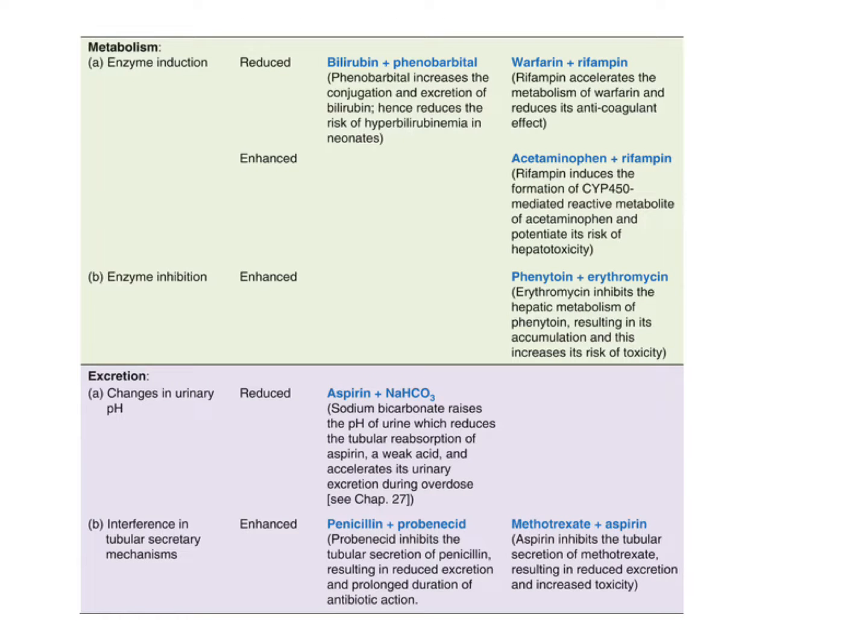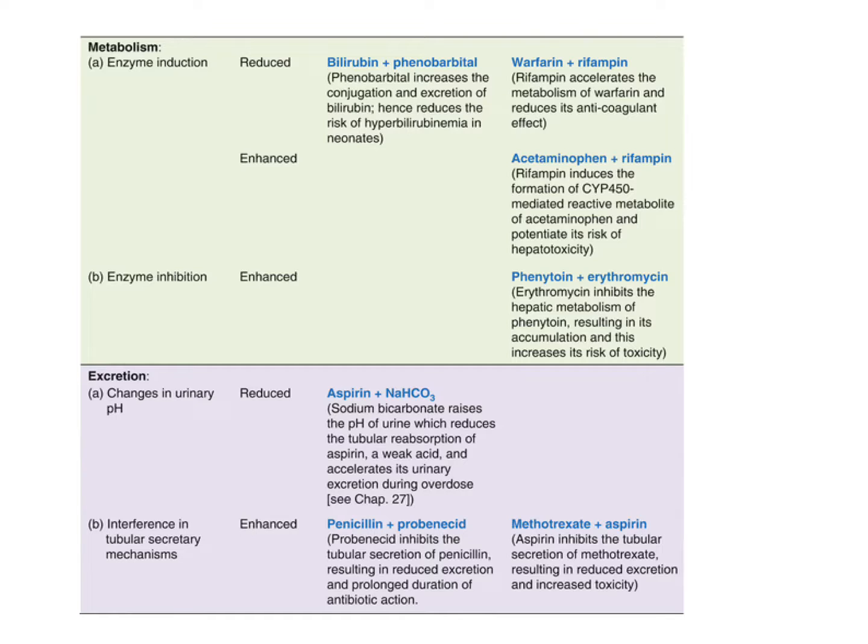Pharmacokinetic drug interaction can be mediated through metabolism. This can happen if one drug either induces or inhibits the metabolic enzymes, and then it can interfere in the metabolism of the other drug, which may alter the effect of the drug. One case, for example, is bilirubin and phenobarbital. Phenobarbital increases the conjugation and excretion of bilirubin, hence reducing hyperbilirubinemia in neonates.